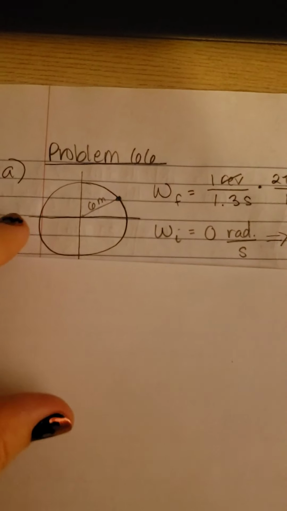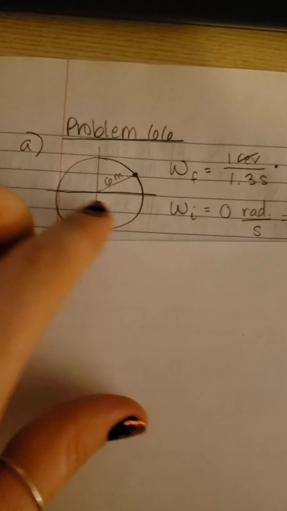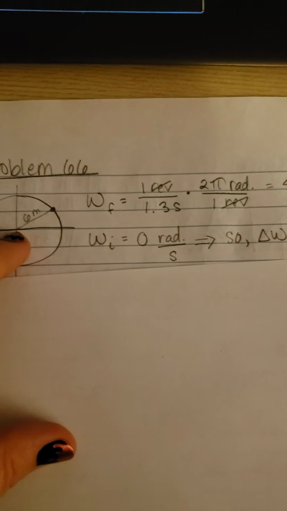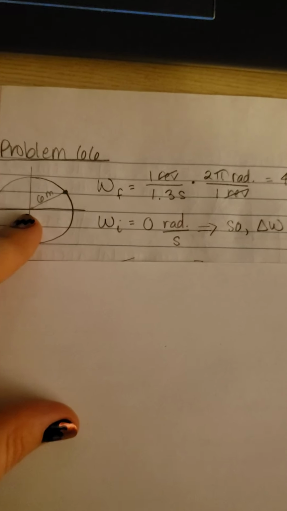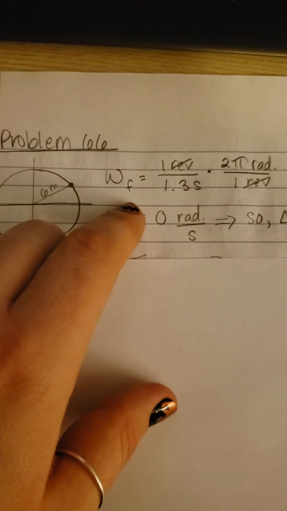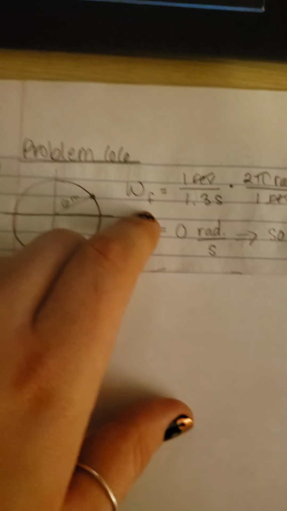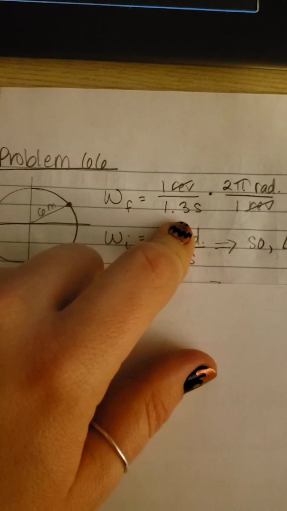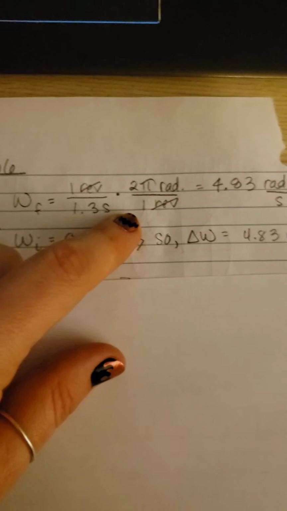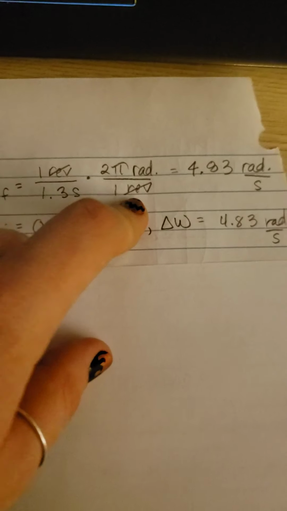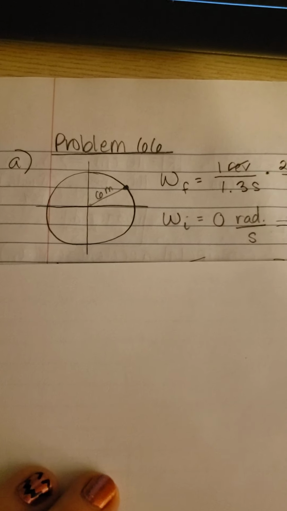So we started by drawing it out, and here's our centrifuge with our astronaut 6 meters from the axis, and his final angular velocity is going to be 1 revolution per 1.3 seconds. So I want to convert that into radians per second, so we times it by 2 pi radians equals 1 revolution, and we get 4.83 radians per second for his final angular velocity.